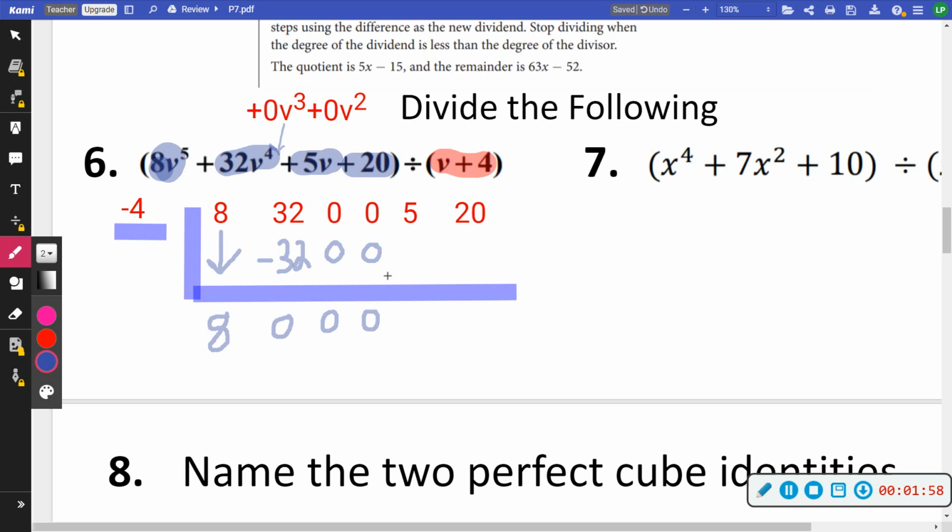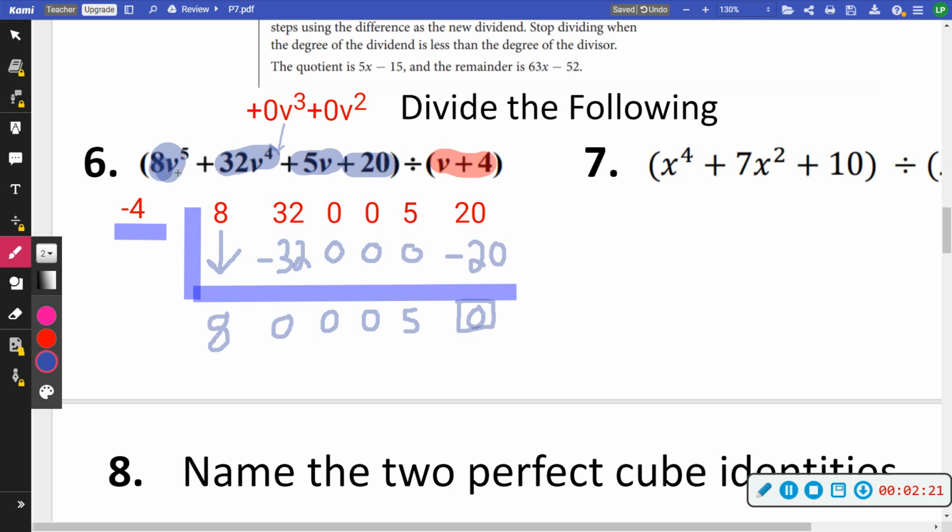0 times -4 is 0. 5 plus 0 is 5. And 5 times -4 is -20. Add those, and I get 0. So I just found that 0 is my remainder. Okay, so that means that v plus 4 is a factor if they ask you.